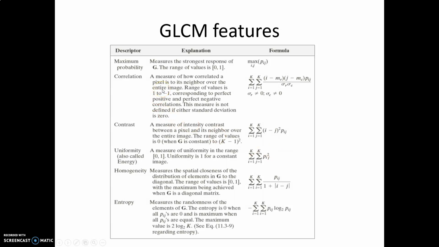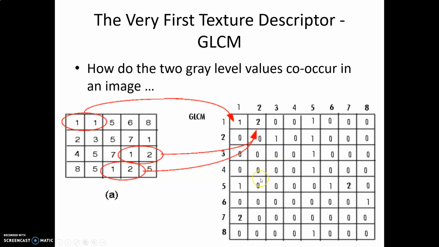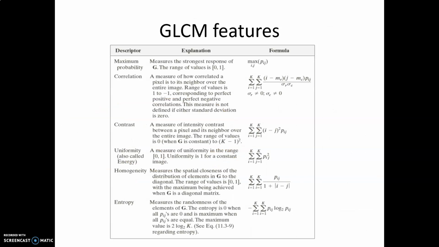So there can be different features. I have just listed down a couple of them over here. But if we have a look at it in detail, there are about 22 different statistical measures of these co-occurrence matrices that tell us about the co-occurrence of the gray level values within the images. So these are what they are used, and their formulas are also listed over here.